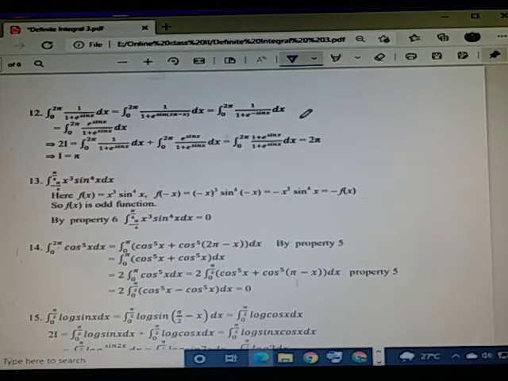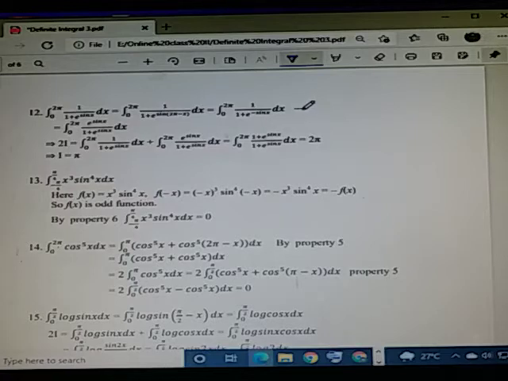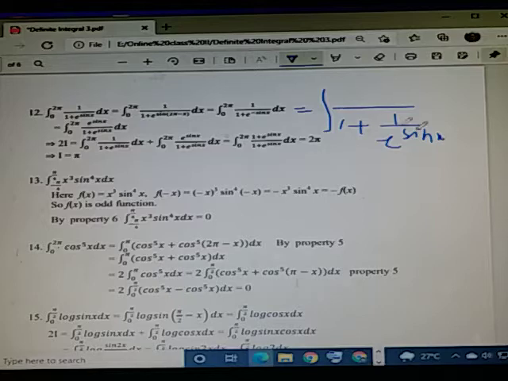So this becomes the integral from 0 to twice pi of e to the power sin x over, we can write e to the power minus sin x as 1 plus 1 by e to the power sin x, dx. This e to the power sin x comes as numerator, so after simplification, we get this step.